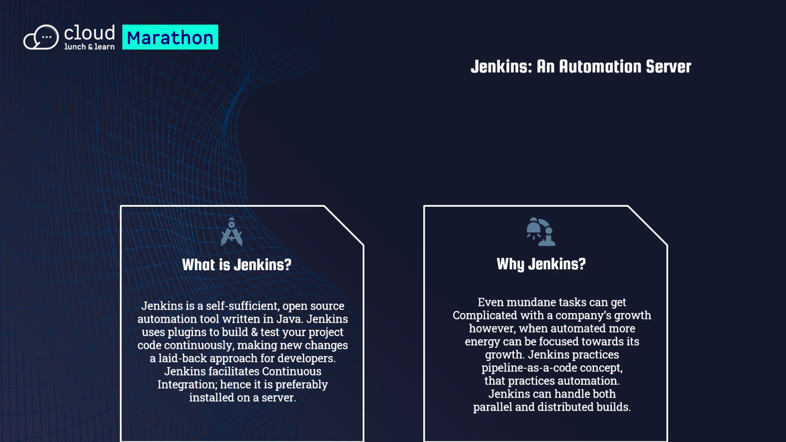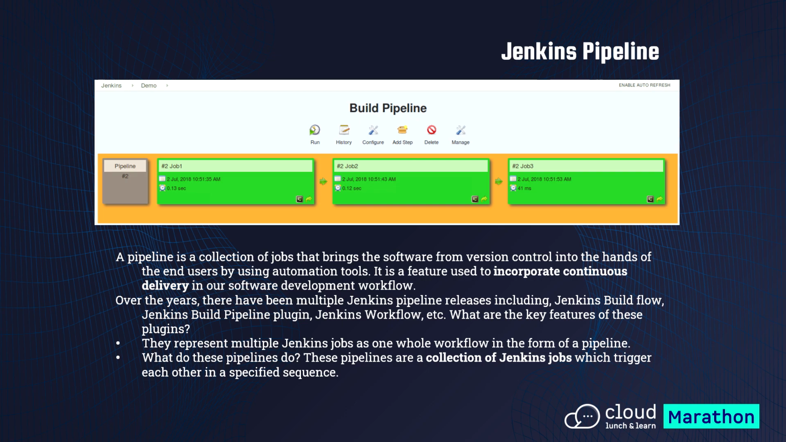Why Jenkins? Even mundane tasks can get complicated with the company's growth. However, when automated, more energy can be focused towards its growth. Jenkins practices the pipeline as code concept, which practices automation. Jenkins can handle both parallel and distributed builds. What's a pipeline approach? Unlike the traditional approach, the pipeline doesn't wait for the entire process to be completed to look into bugs and errors. This has been a game changer for developers.